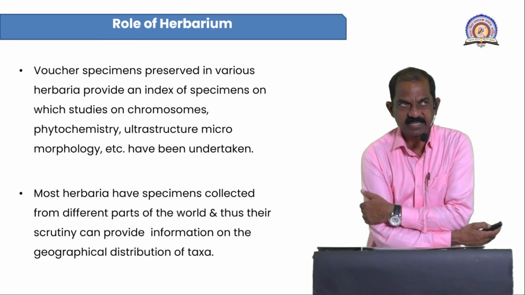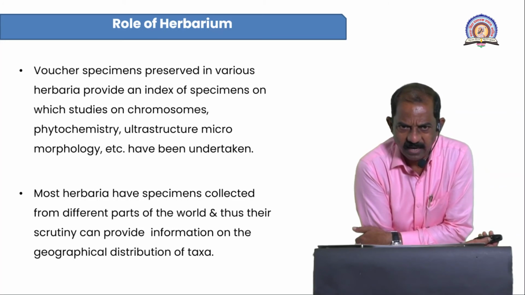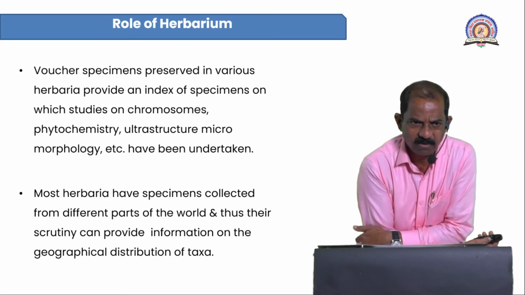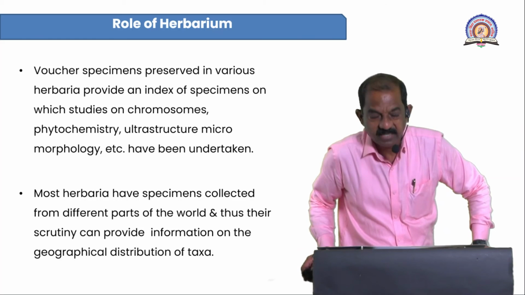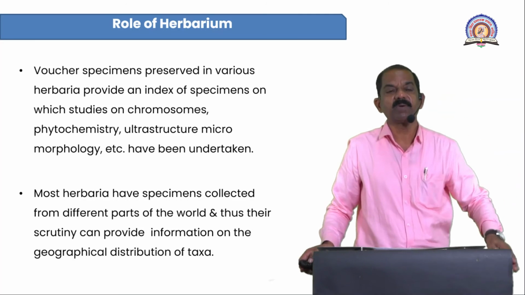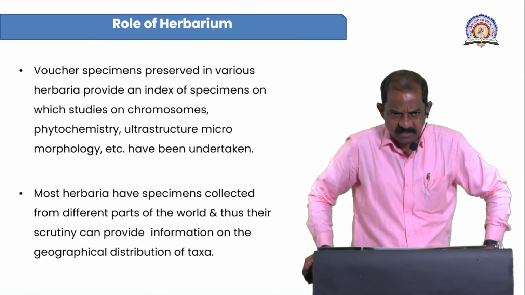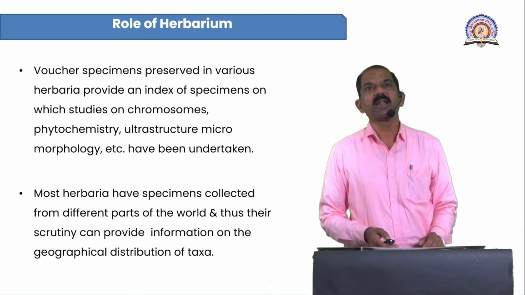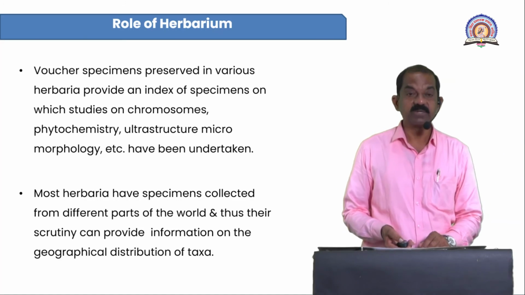Voucher specimens, preserved in the various types of herbaria, provide an index of specimens on which chromosome studies, phytochemistry, micromorphology, etc., have been checked. We can compare different knowledge of plant specimens with the help of herbaria. Most herbaria have specimens collected from different parts of the world, and they provide security for the taxa and provide the flora of a specific area.